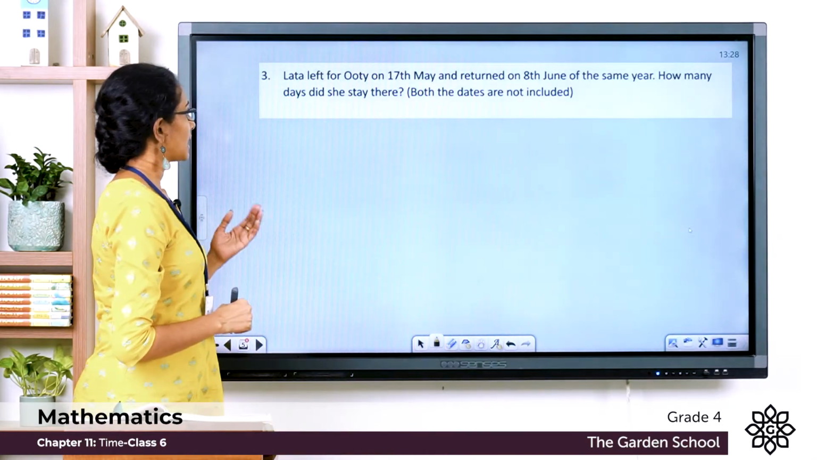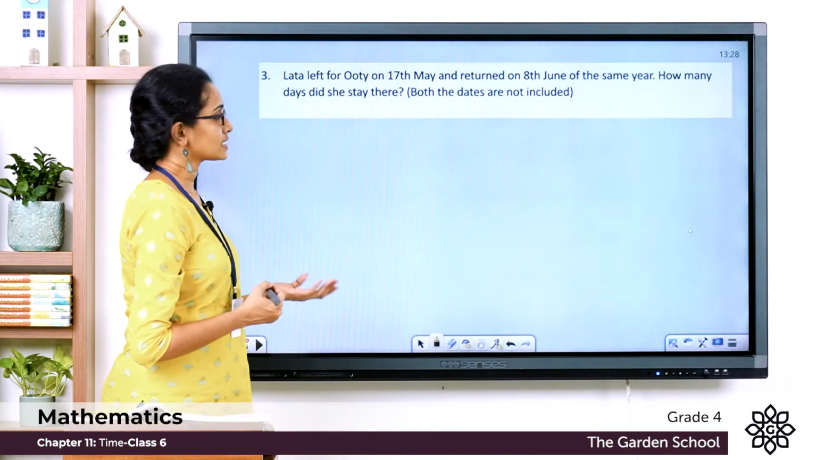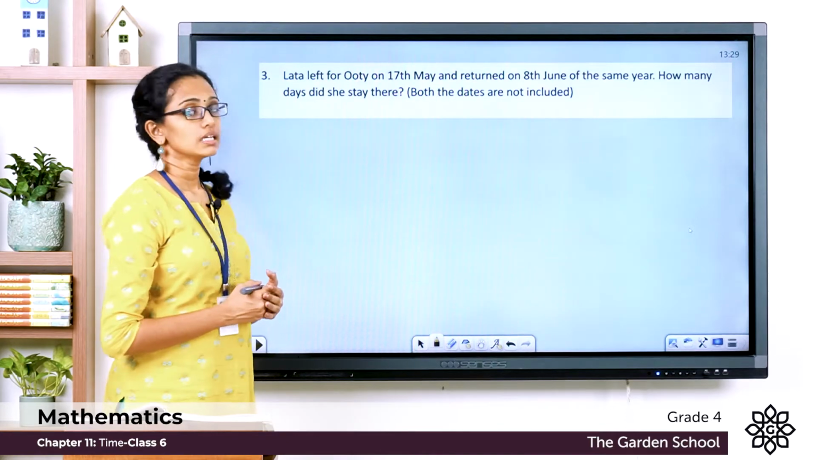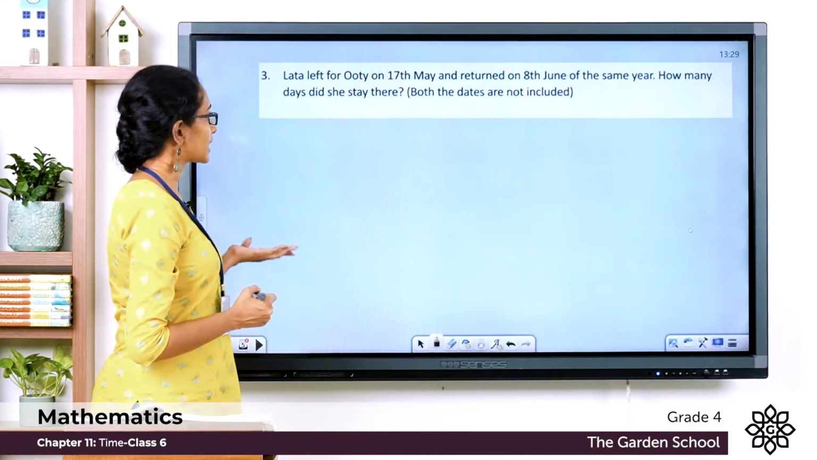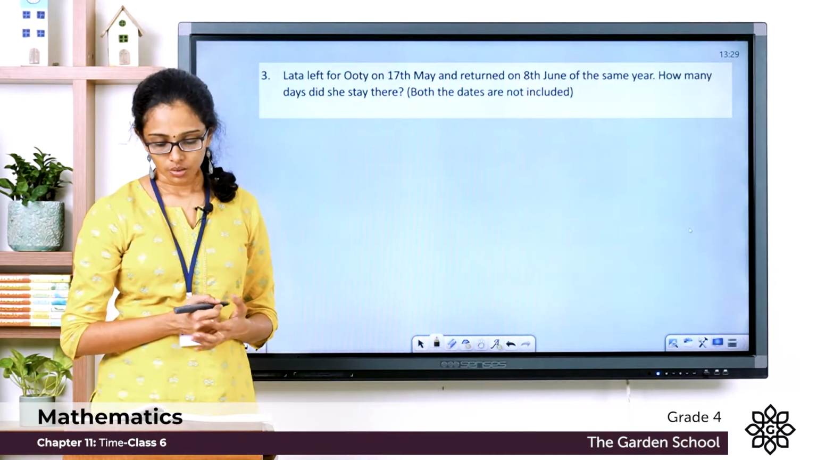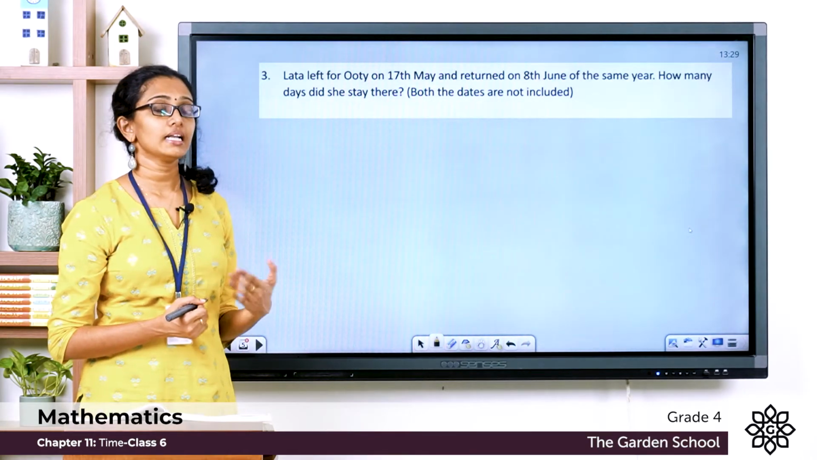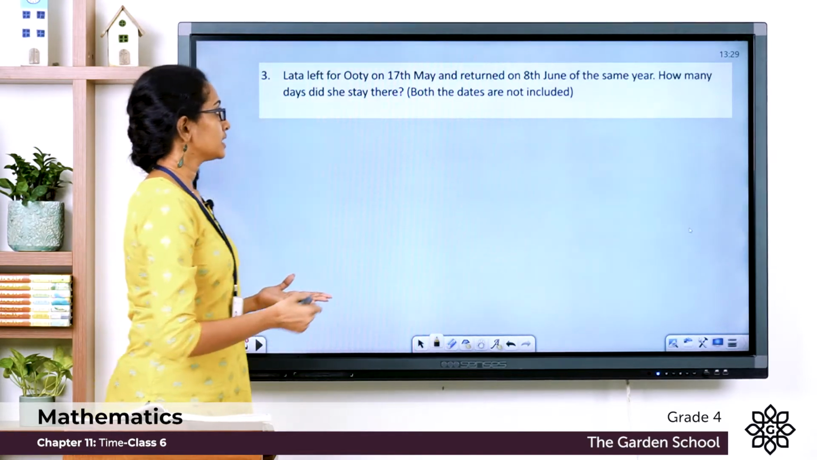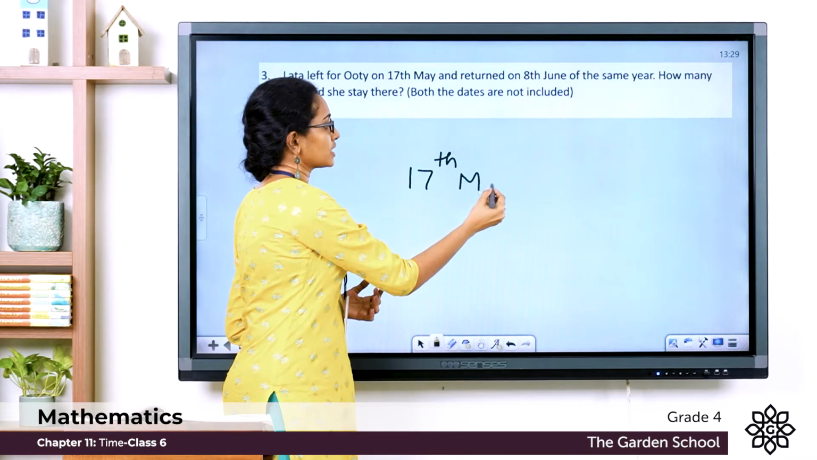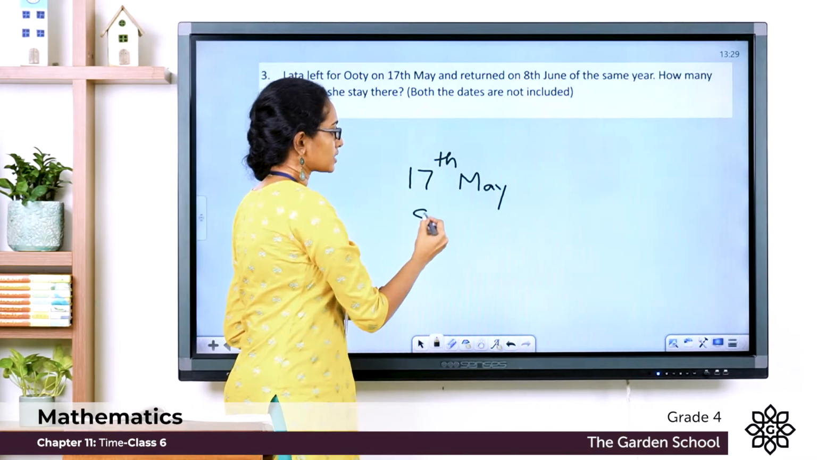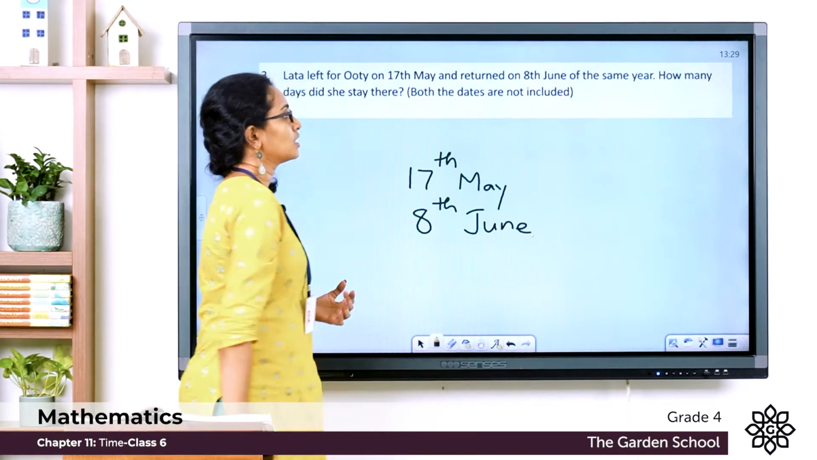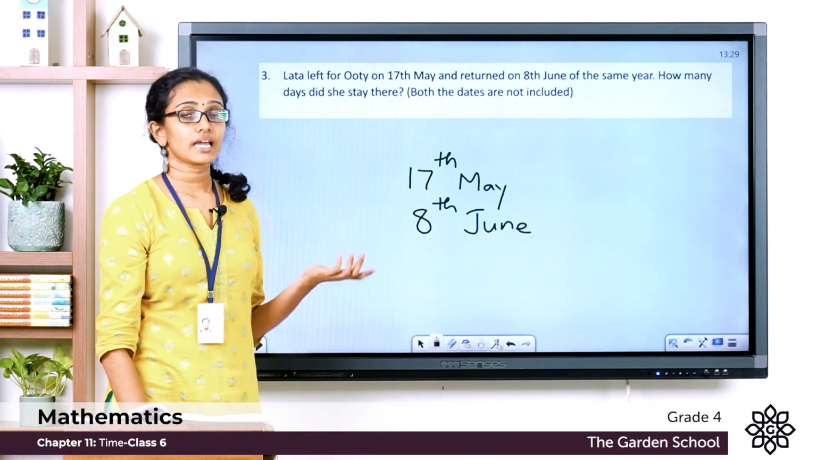Question number 3. Lata left for Ooty on 17th May and returned on 8th June of the same year. How many days did she stay there? And both the dates are not included. So what is mentioned in the question? Lata left for Ooty on which date? She left for Ooty on the 17th of May and she returned on the 8th of June, the next month. So how many days did she stay in Ooty?